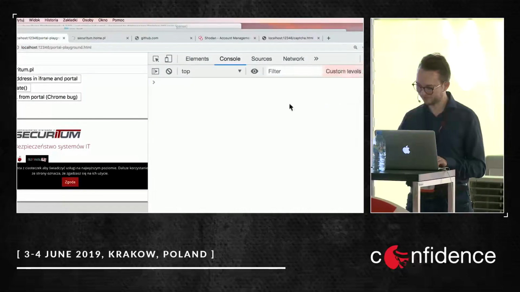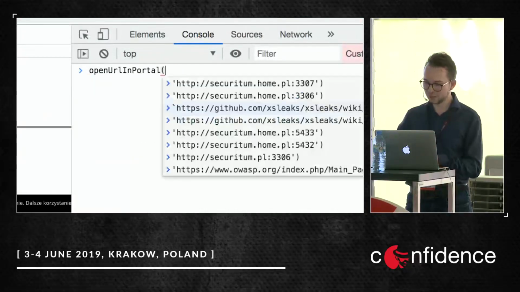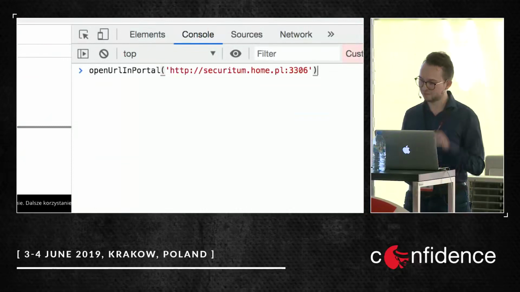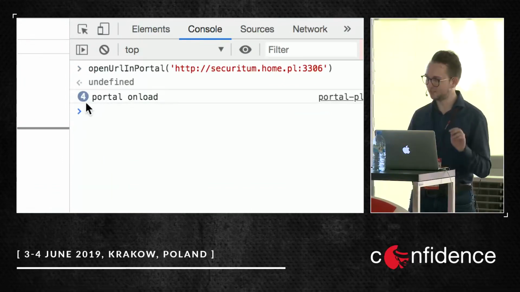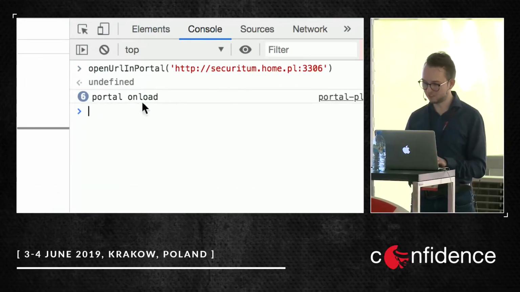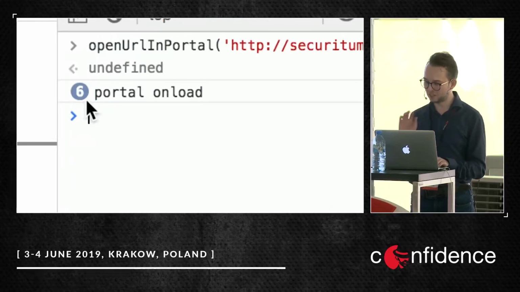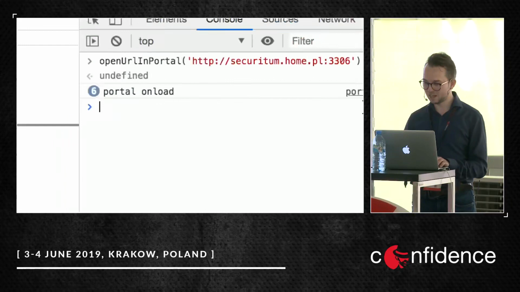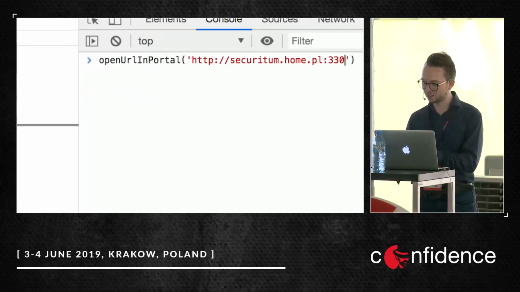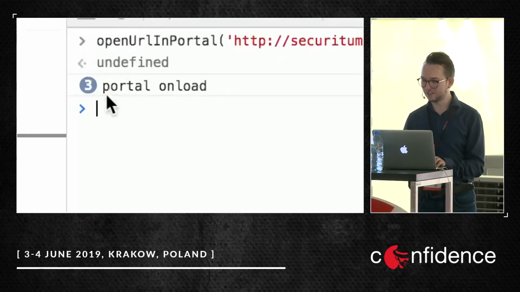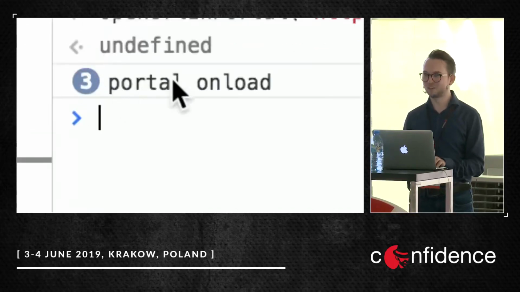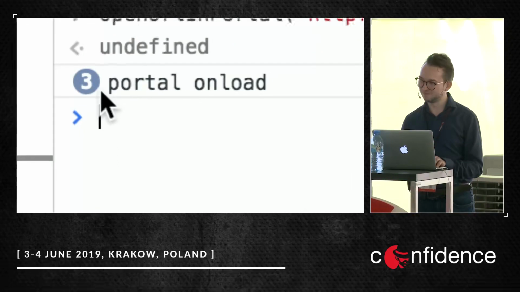What happens in Portal? So I try to open in Portal security on home PL 3306, and the onload event fires 4 times. This means that the port is open. It can fire another few times, but generally the number is even. However, when I try to open a port that is closed, like 3307, then the event fires 3 times. Not 2, not 4, but 3.